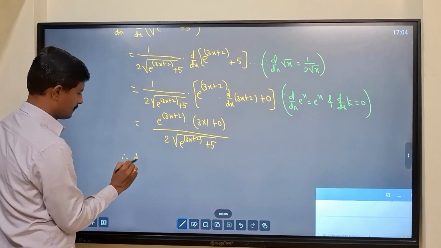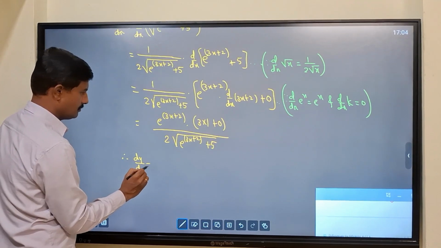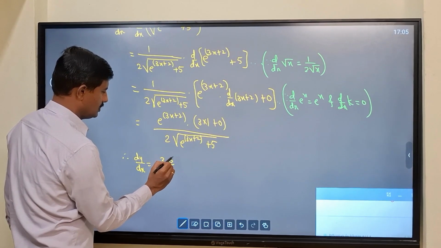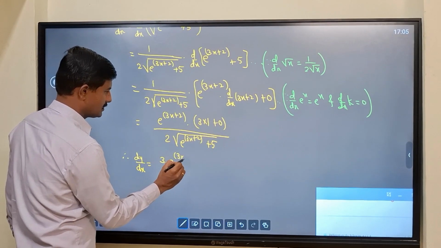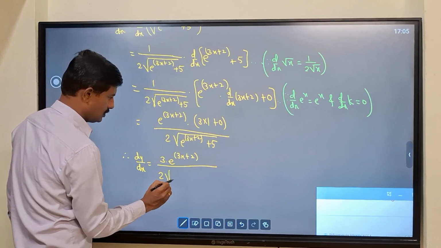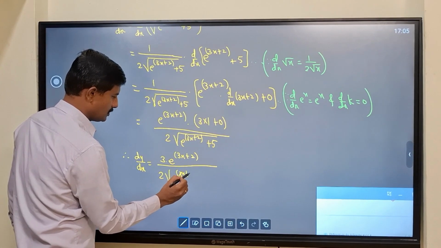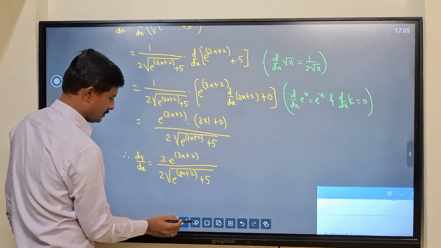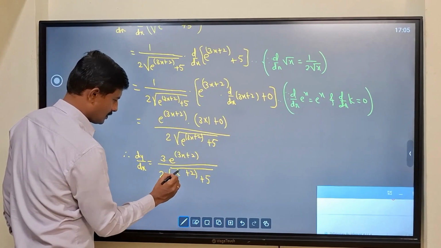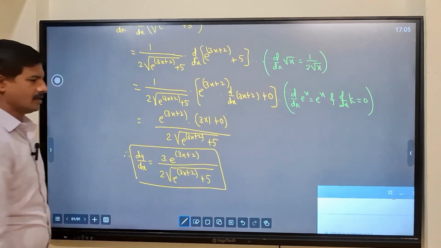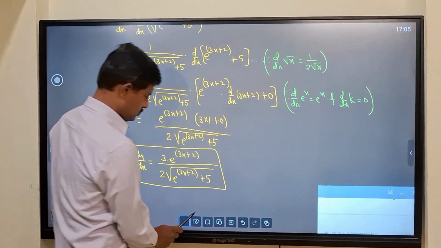Therefore dy by dx will become, this 3 I will take first, 3e raised to 3x plus 2 upon 2 square root of e raised to 3x plus 2 plus 5. This is your answer. Now next question.